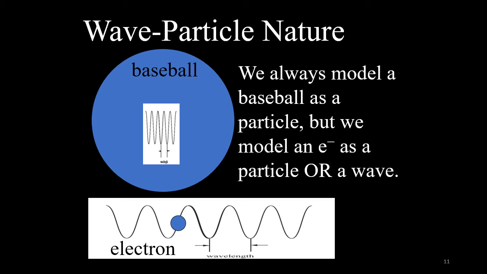So this is not meant to be literal truth. This is just a way of visualizing why it matters if the wavelength and the particle are about the same size, as opposed to the particle being much, much bigger. So we always model a baseball as a particle. It makes no sense and doesn't help us in any way to model it as a wave. But we can model an electron as a particle or a wave, and depending on the experiment you're doing, it makes more sense, or you can explain it better, if you look at the electron as a particle sometimes or a wave at other times.